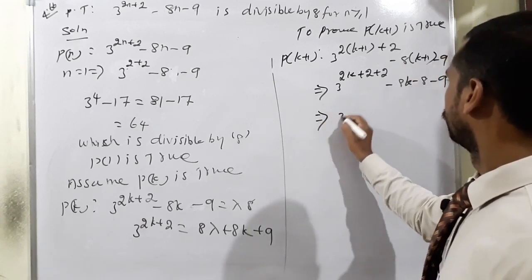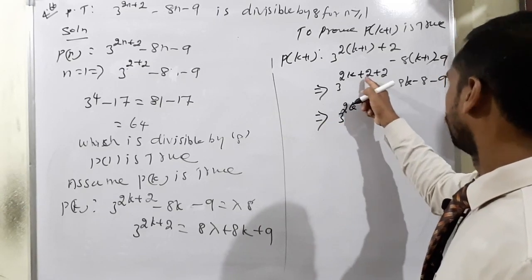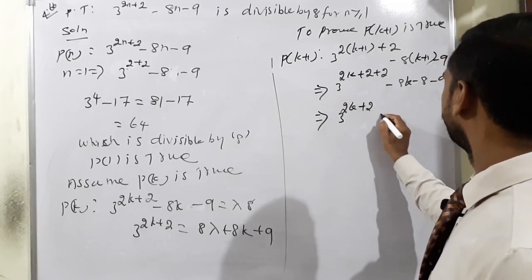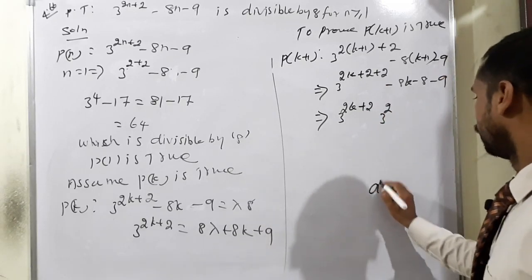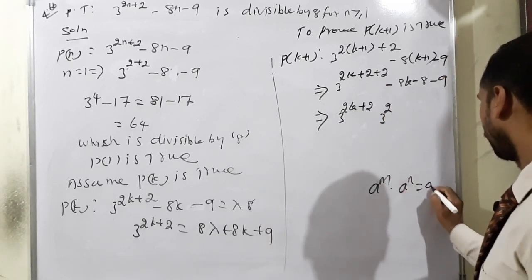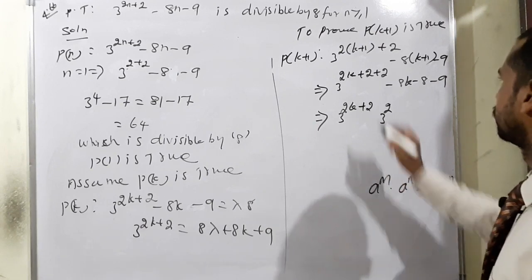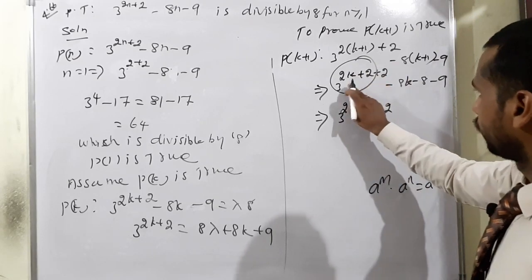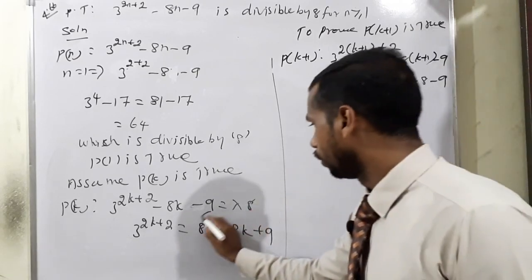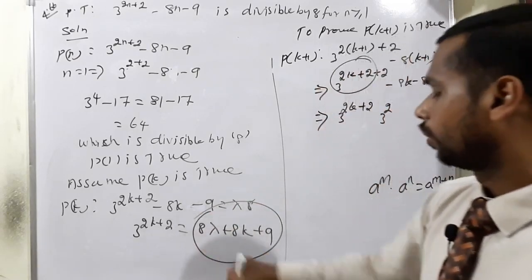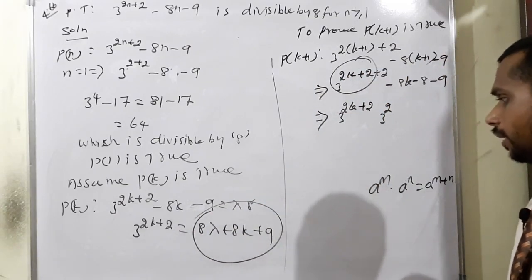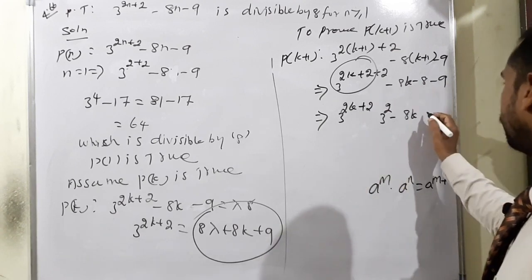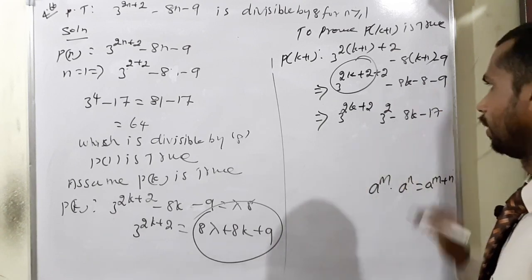Now, 3 to the power 2K plus 2, into 3 square. Why? A to the power m into a to the power n, we can write as a to the power m plus n. This is one term, this is another term. Why am I considering this as only one term? Already we know 3 to the power 2K plus 2 is equal to 8 lambda plus 8K plus 9. That's why. Again, minus 8K minus 8 minus 9 means we can write minus 17, isn't it?